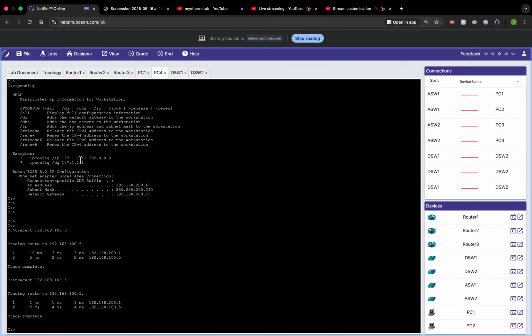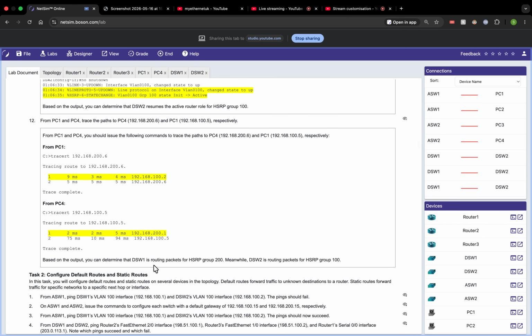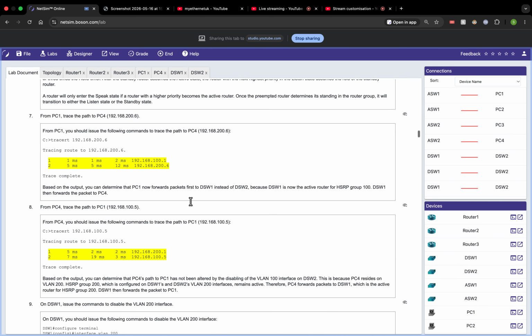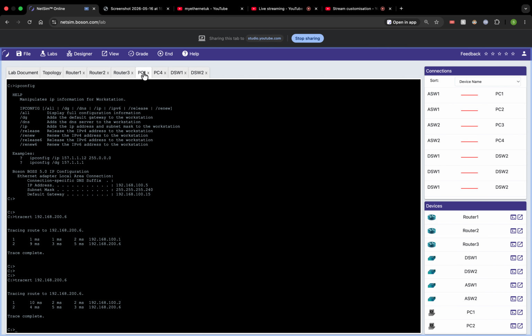So now we can see it's got its job back. Now let's trace the paths again. Hopefully we should see that they take the original paths again. We do a traceroute to there. We can see it takes the original path again. It goes through DSW2 and then DSW6.